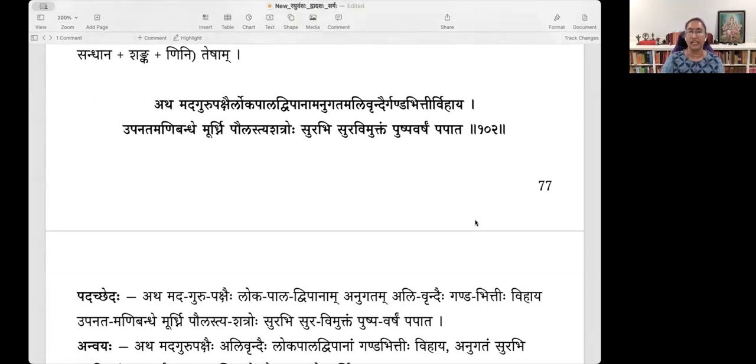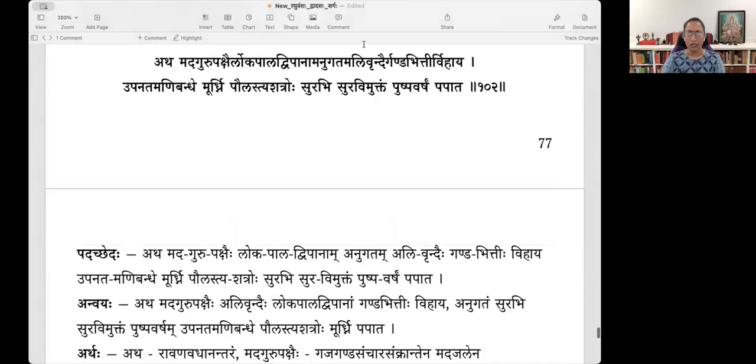Atha madaguru pakshaihi lokapala dvipanam anugatam alivrindaihi ganda bhittir vihaya upanata manibandhe murdhni paulastya shatroho surabhi suravimuktam pushpavarsham papata. Generally, in a huge shloka like this, you will find the kriyapadam, or sometimes the punchline, in the fourth padam. Once you analyze the fourth padam, you will understand everything else has to come and join somewhere with the fourth pada here. Suravimuktam pushpavarsham papata.